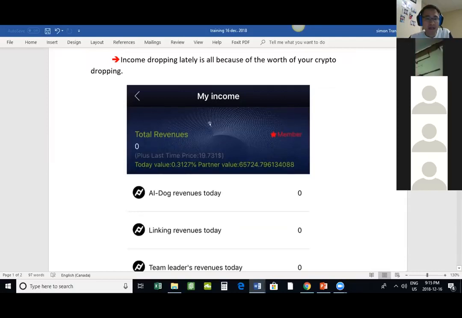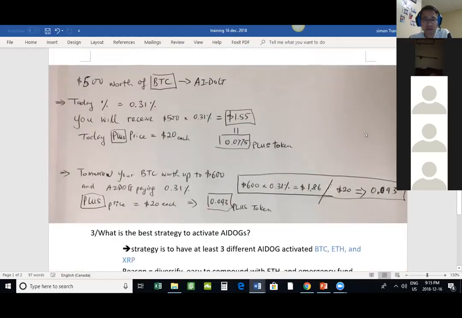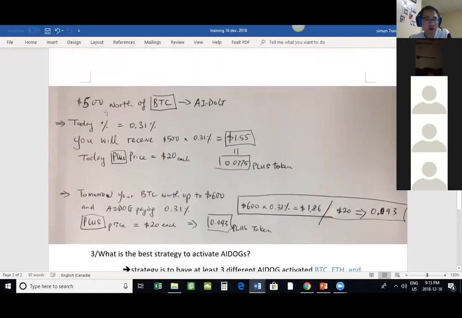All right, so that's how you find the performance. Where you find the performance of the arbitrage trading is in your income. You click on My Income and you see today's value, which is the performance of the AI doc that day. All right, so that is another question. So this example also answers the other question: if cryptocurrency goes up, you will earn more. If the cryptocurrency market goes down, you earn less. Okay.